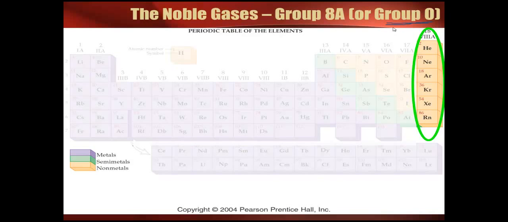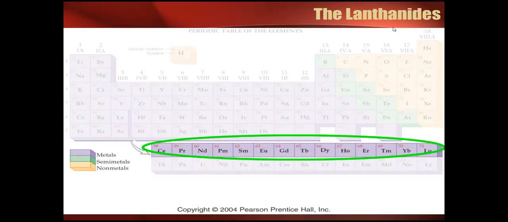Okay, almost done labeling here. Just a little bit more to do. This top line at the bottom is called the lanthanides. The lanthanides begin with lanthanum. And that's right here, it's shaded out. But lanthanum tells you, hey, that's where you go down there. So those are the lanthanides.